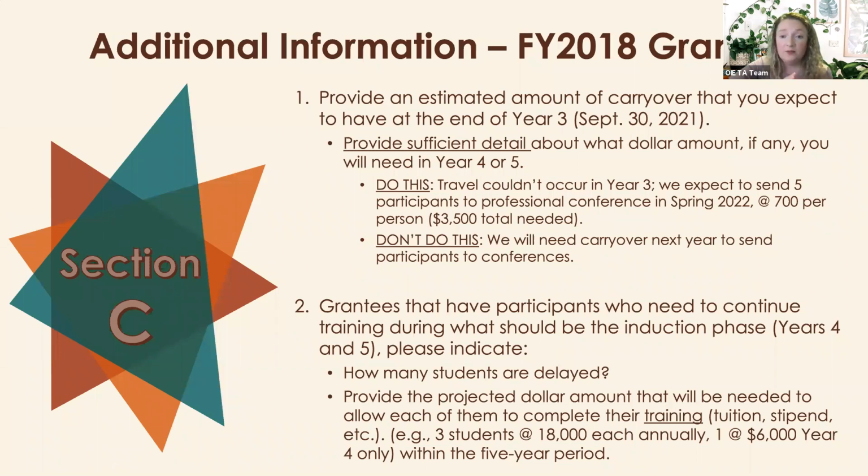If you think you're going to have 3 students who, because of delays, are going to need to continue on into years 4 and or 5, just like you see in the example, maybe $18,000 a year, and then one at $6,000 a year for year 4. So put that into that information so that there's lots of great detail on any delayed participants and the carryover expenses that will go along with them.